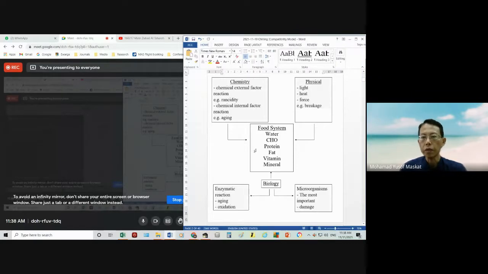Based on this, we determine what the physical, chemical, and biological threat factors are, because different components or compositions of food will have different threat factors. For example, if you have biscuits, they are very dry, so one of the threat factors is breakage, which is physical, or chemical oxidation, because biscuits also contain oil.